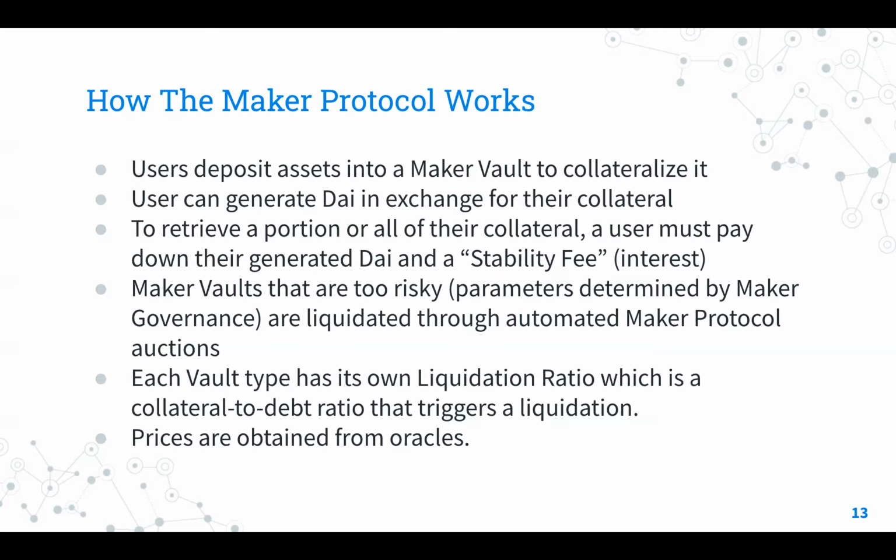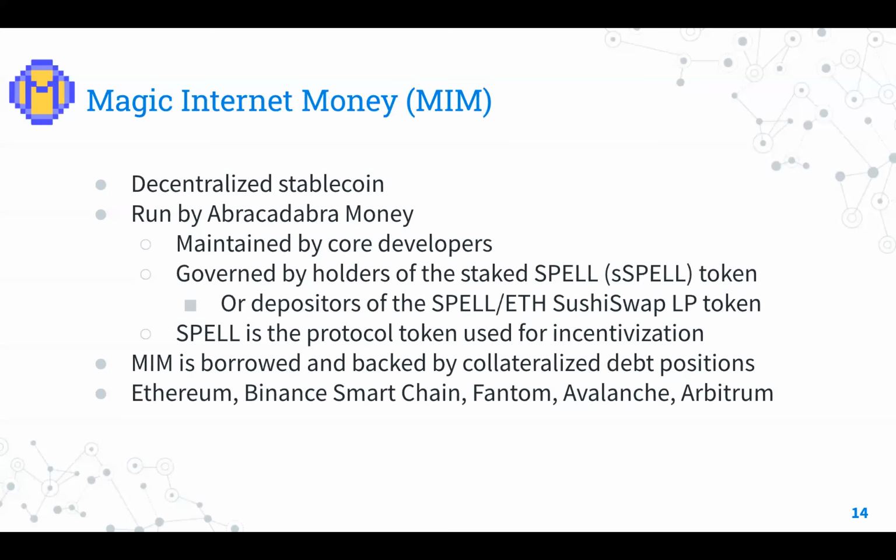And so if the price of that asset reaches a certain point, it triggers a liquidation to make sure that there's enough cash on hand to back the stablecoin. The prices that trigger the liquidations are obtained from oracles. So it's all a decentralized process and it's all backed, which is pretty cool.